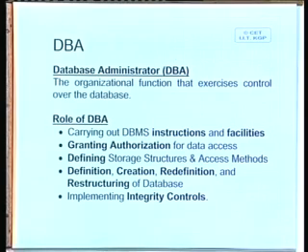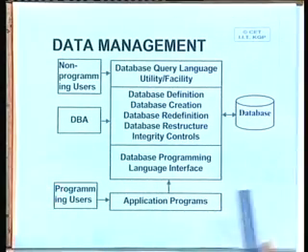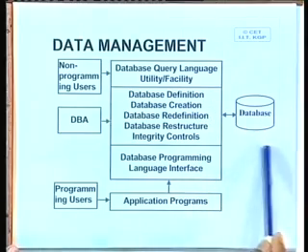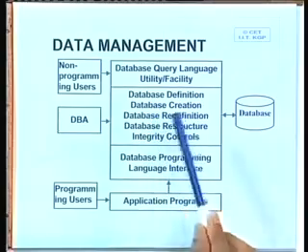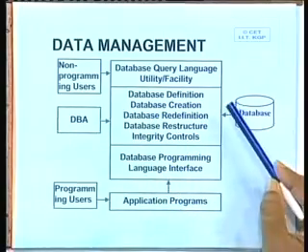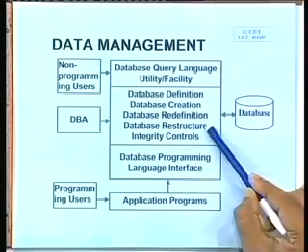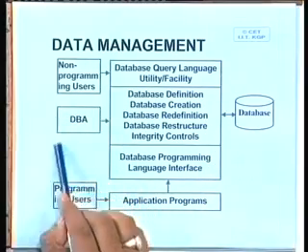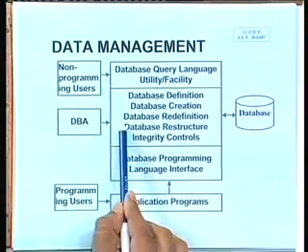I have put all these things in the form of a diagram. You can see that this is the part of the DBMS. The DBMS actually accesses the database. What are the things it has to do? The database definitions, creation, redefinition, restructuring, integrity controls. All of this is done by the DBA, the database administrator.